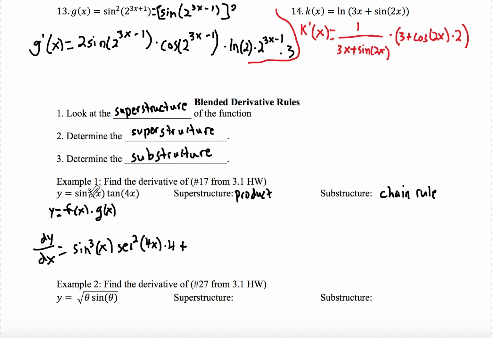Plus, now I switch for my product rule. Remember, my superstructure is my product, so I'm going to keep doing my product rule. Now I take the derivative of the first, but the derivative of the first is a chain rule. So 3 sine squared of x times the derivative of the inside. The derivative of the inside of the power is the derivative of sine, which is cosine of x. So I took the derivative of my first function, that's my substructure, it's a chain rule, times keep the second.